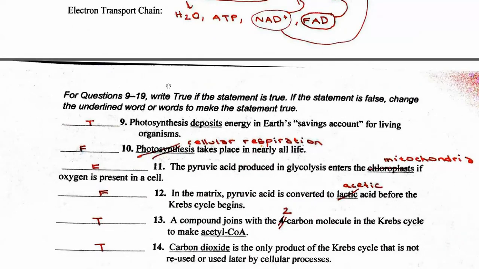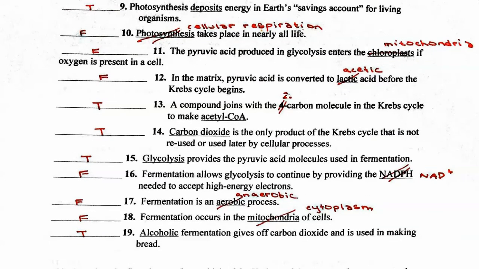All right. Photosynthesis deposits energy, that's true. So the answer for this one is that cellular respiration takes place in nearly all life. Plants respire, they have cellular respiration and photosynthesis, but we don't have photosynthesis, obviously. The pyruvic acid produced in glycolysis enters the mitochondria, because that's where the Krebs cycle starts. In the matrix, pyruvic acid is converted into acetic acid. That's your 6-carbon molecule. Remember, pyruvic acid is broken down into a 2-carbon molecule called acetyl-CoA. It joins with a 4-carbon molecule that's already in the Krebs cycle to make acetic acid.